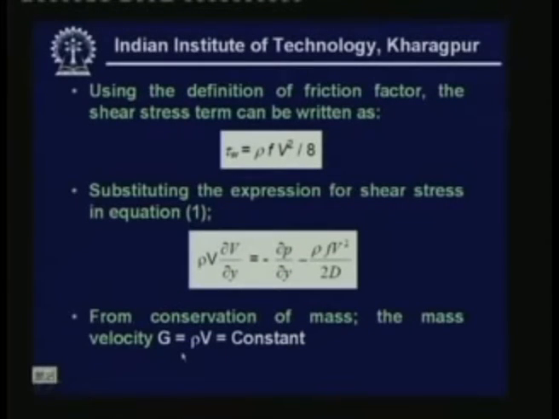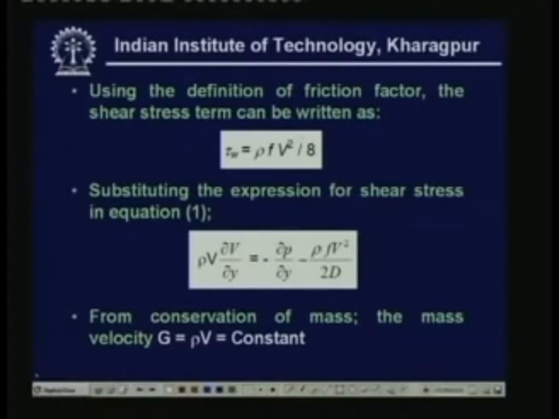So, using the definition of friction factor, the shear stress term can finally be written in this form: tau w is rho f v square by 8, where rho is the density, f is the friction factor, and v is the velocity of the fluid. Substituting this expression in the momentum equation, we finally get this expression: rho v dou v by dou y is equal to minus dou p by dou y minus rho f v square by 2d. And we have seen that from the conservation of mass, G is equal to constant.